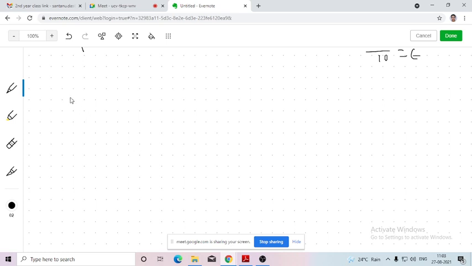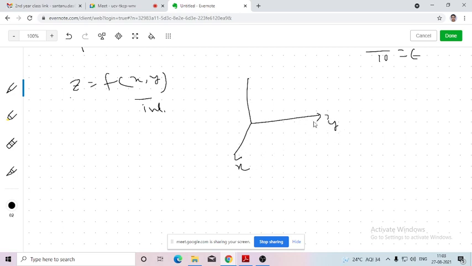Then we'll move on to the limit of a function of two real variables, z equals f(x, y). So here the number of independent variables is 2 and the number of dependent variables is 1. So in total there are 3 variables. So we can incorporate these 3 variables in a 3-dimensional real x, y, z space. Since the independent variables are 2, this will not exist on a single straight line; rather it will be a 2-dimensional point.